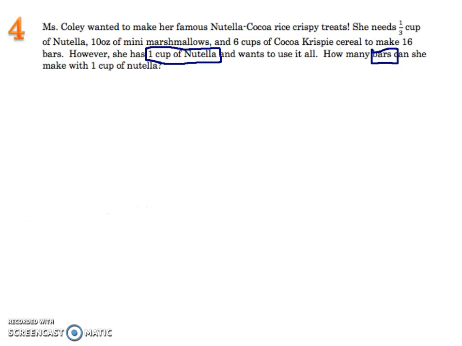So if I go back in this text, do I care based on this problem about the marshmallows? No, I'm going to cross it out. Do I care about the 6 cups of Cocoa Crispy cereal? Not at all. I'm going to cross that out as well. So the only thing I really am concerned about is the amount of Nutella she has, which is what she needs and has, and how many bars that makes.